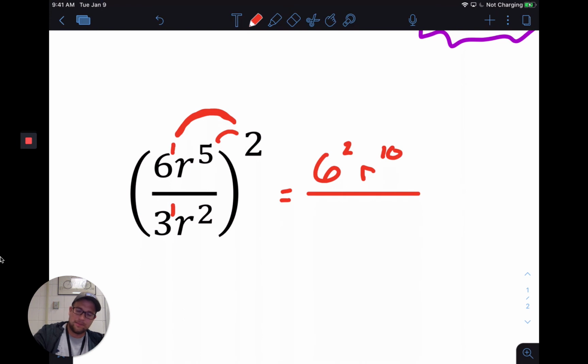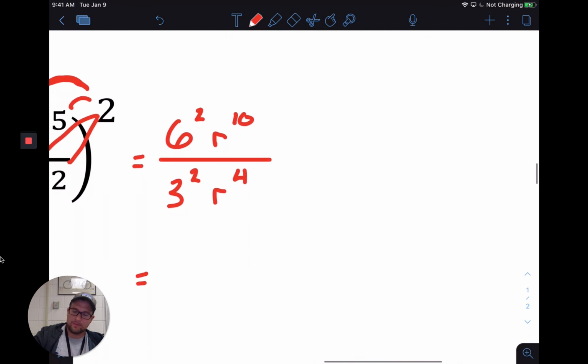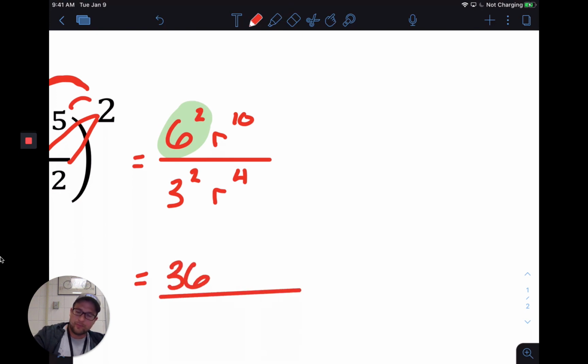On the bottom, the 3, the base isn't changing. 2 times 1 is 2. And r, the base, won't change. It's just 2 times 2, which is going to give us 4. Now, we can simplify this a little bit more. We know that 6 to the 2nd power is really 36. And we know that 3 to the 2nd power is really 9.